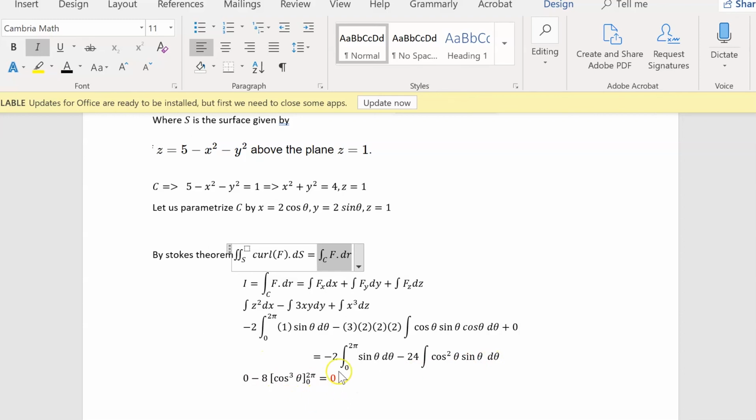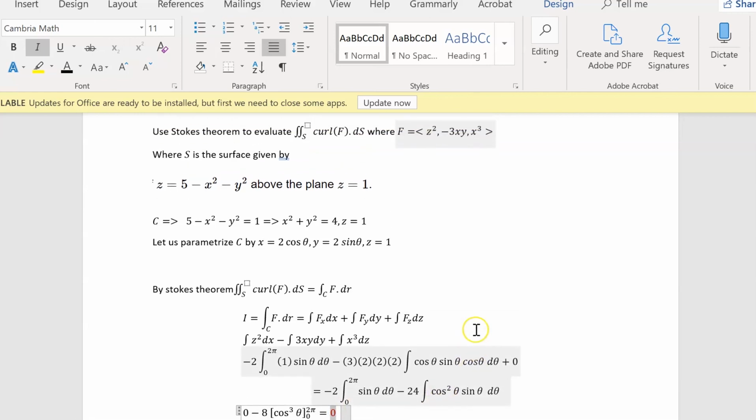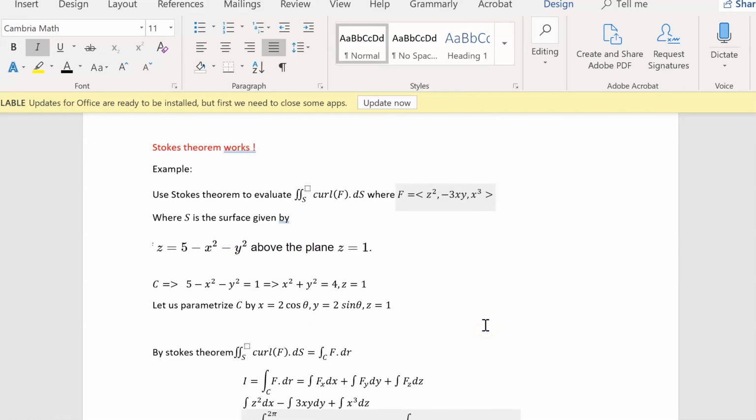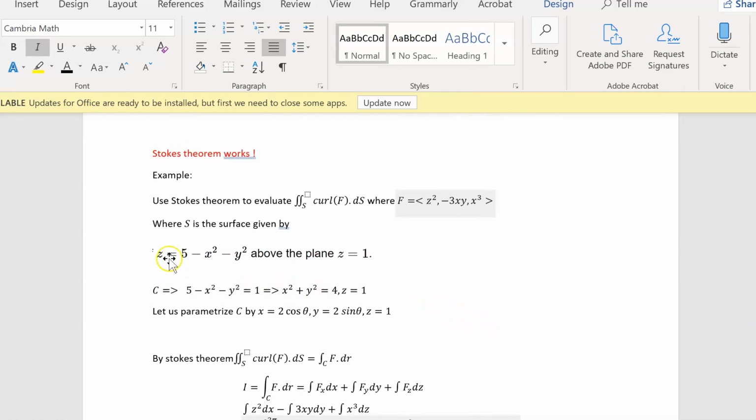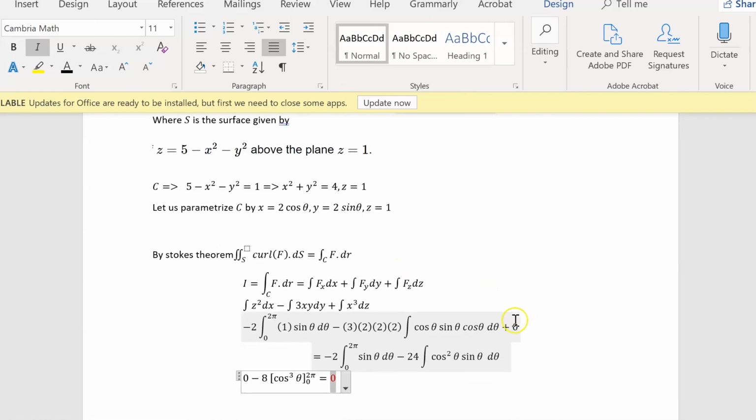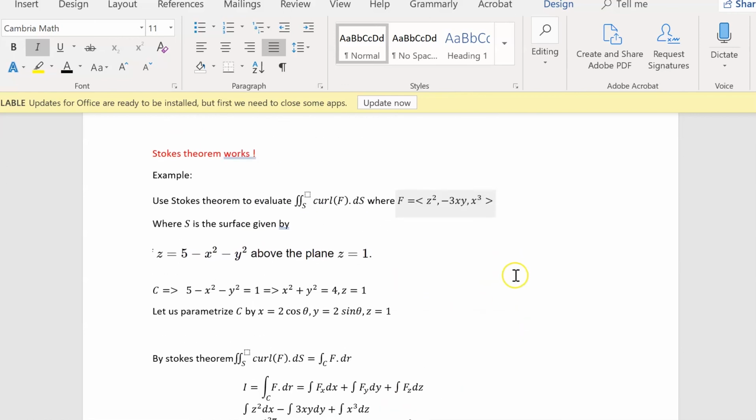But when you put the limits in, the sine theta term from 0 to 2 pi is 0, and cosine cubed theta from 0 to 2 pi is also 0, so the final answer is 0, which actually means that the flux of the curl through this surface is 0. There's no flux through the surface in this case.